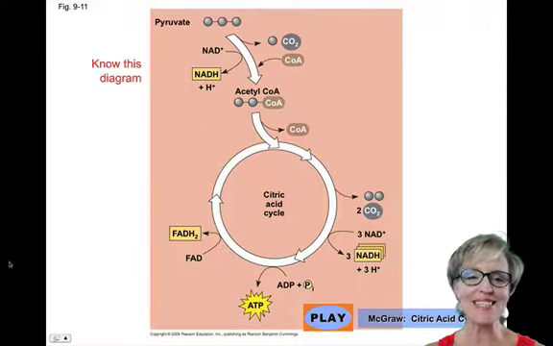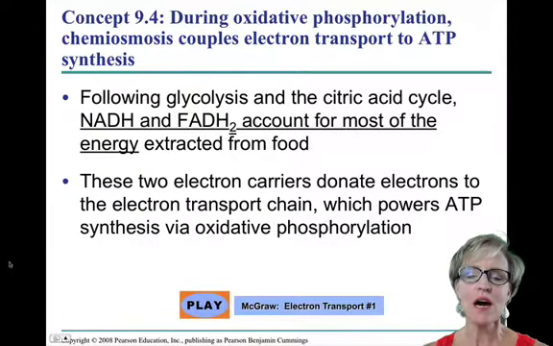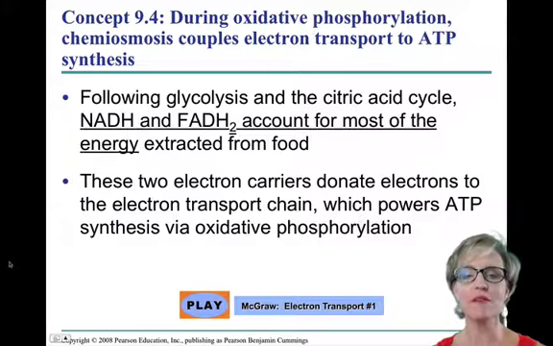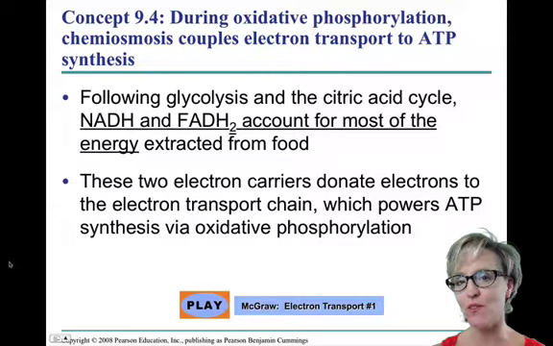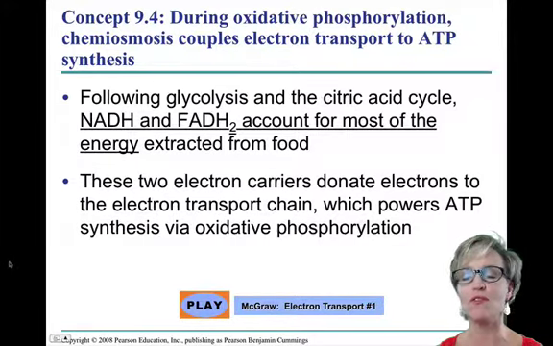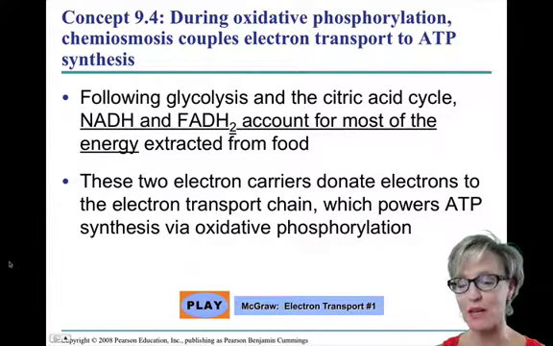Okay, so that is the citric acid cycle. In our next lesson, we will start oxidative phosphorylation. That is where we will finish up the process and we will harvest all of our ATP from this 3-stage cycle.